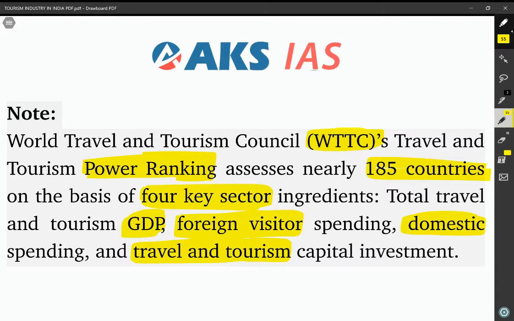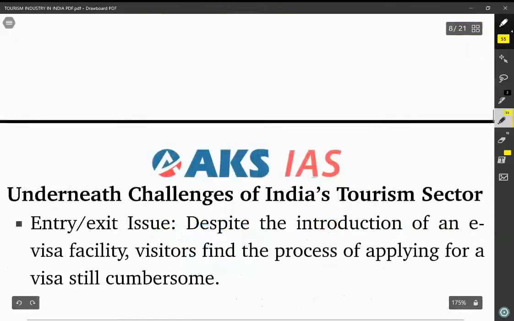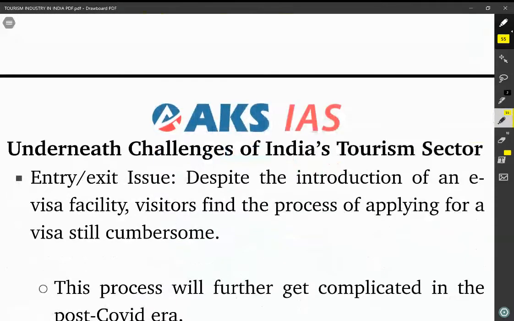So these are the parameters on which this power ranking of WTTC is given to various countries. So what are the underlying challenges of India's tourism sector? Now let us discuss what are the challenges that plague India's tourism sector.